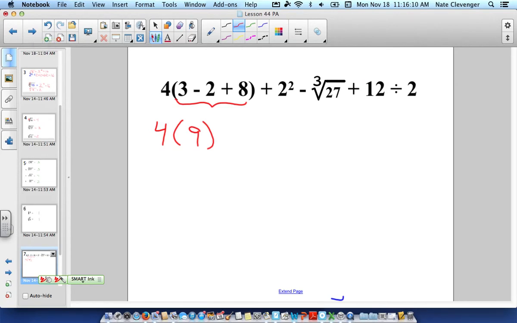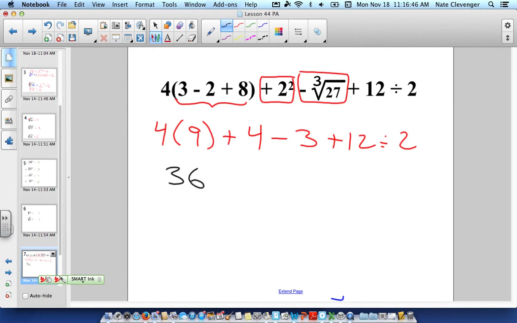Then I have exponents. I have 2 different exponent values I'm going to work. I have this, and I have this. Again, I'm grouping the square roots, cube roots, into that exponent part. So I have plus 2 to the 2nd is 4, minus the cube root of 27, at this point everybody knows, 3, plus 12 divided by 2. So I've taken care of my parentheses and my exponents. Now I'm ready for any multiplication or division. 4 times 9 is 36, and I have plus 4, minus 3, plus 12 divided by 2 is 6.